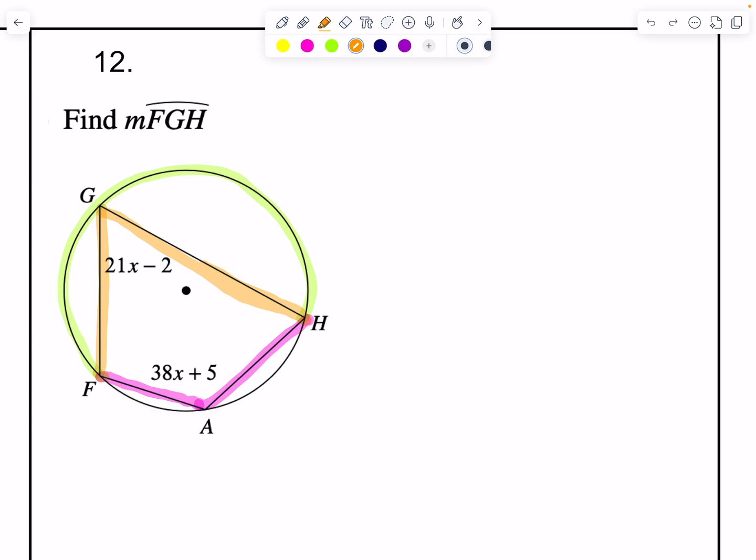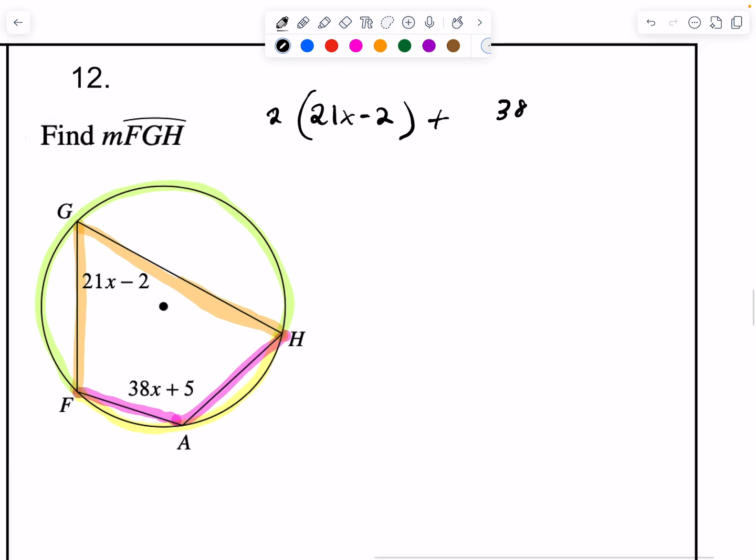Ooh, let me use a different color. That arc FAH. And if you notice, those two arcs, in my green highlighter and in my yellow highlighter, that's the whole thing. So the measure of those together is going to be 360 degrees. I'm going to start with the 21x minus 2, which gives me the measure of arc FAH, but I have to multiply by 2 to move out to that arc, plus the measure of that other angle, 38x plus 5, also multiplied by 2 to get out to the intercepted arc of FGH, and all that together will be 360.